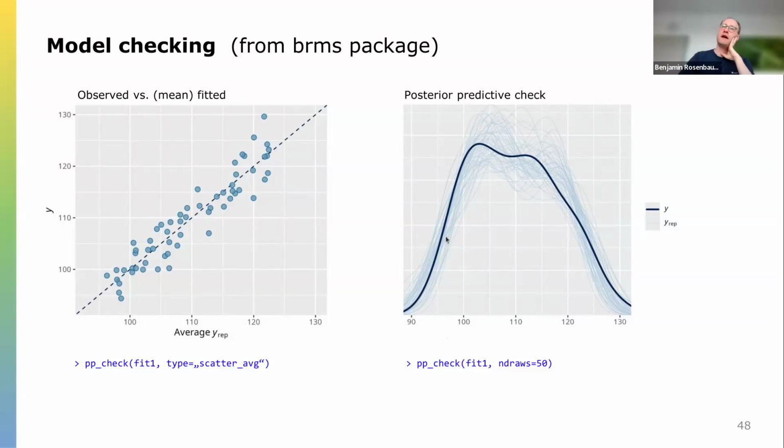And now each light blue line is one replicated data set. So each line is the histogram of one replicated data set from the model. Then you repeat this, because for each sample you can replicate a data set. For instance, here with 50 samples, you generate 50 data sets, and then you get 50 lines, and you look if they match up nicely.